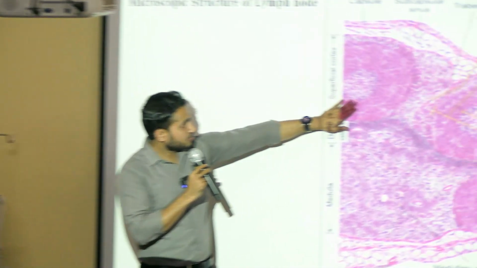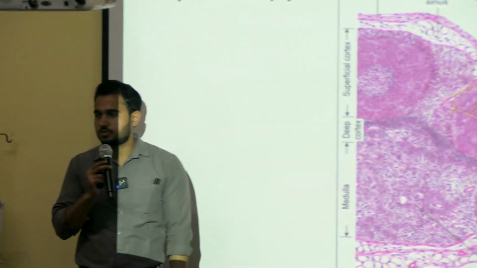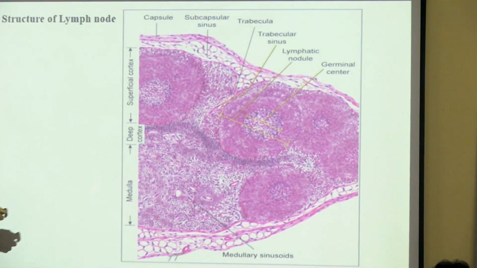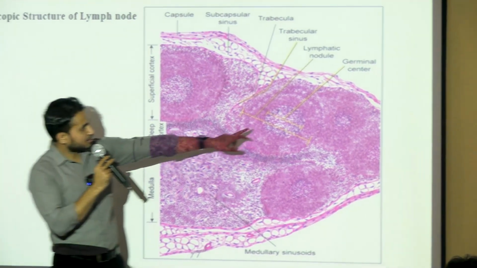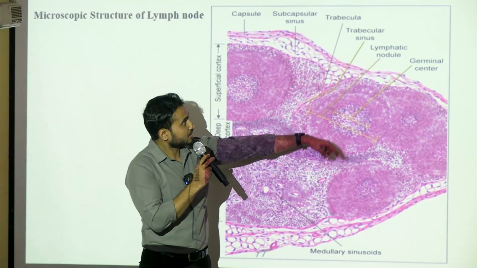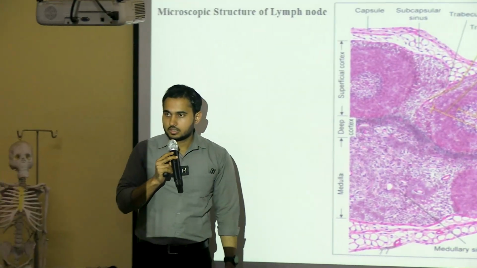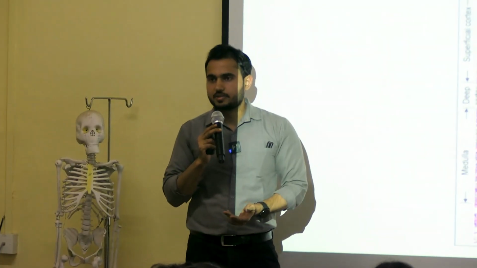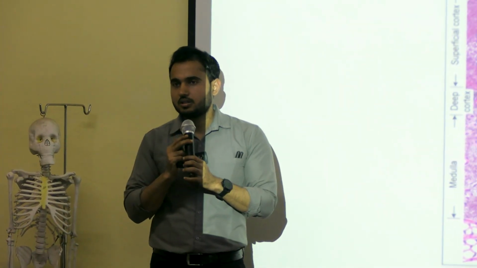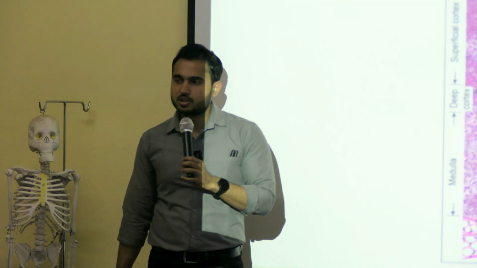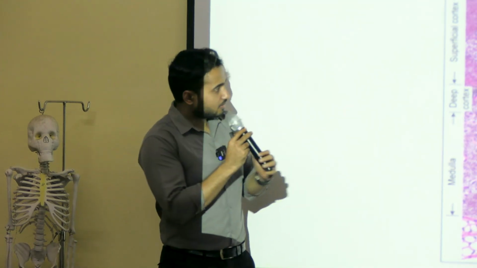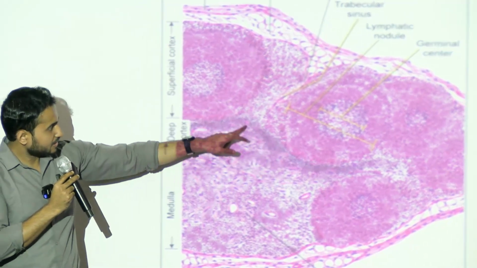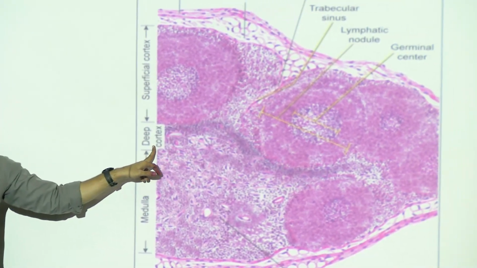In the outer cortex what will you get? Lymphatic nodules. Look, these are the lymphatic nodules. Now here you can see the germinal center. In all cases germinal centers are not present; in some cases they are present. It depends on whether it is exposed to a pathogen or not. Now next, can you see this darker area? This dark area is called the deep cortex or paracortex.